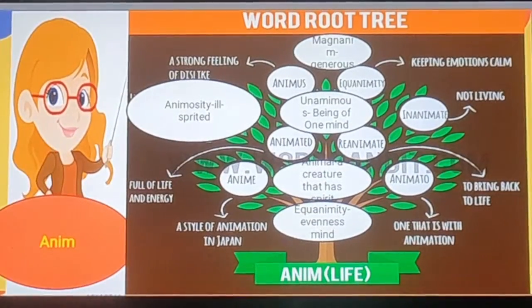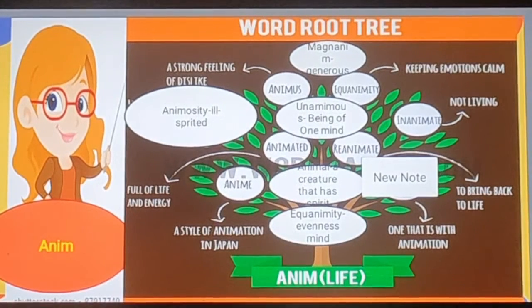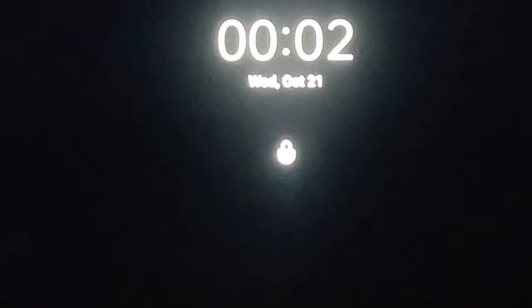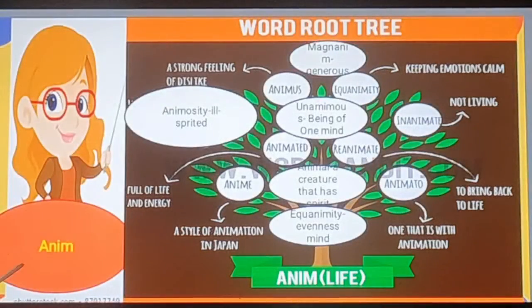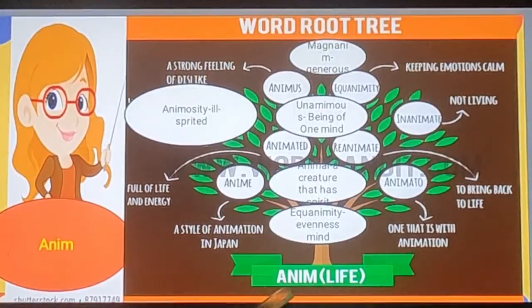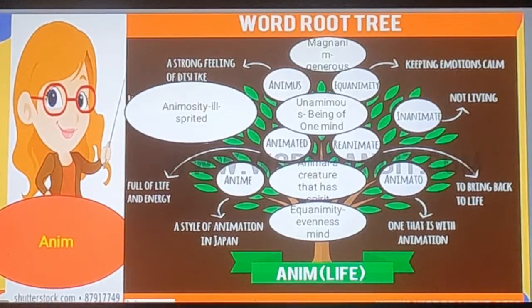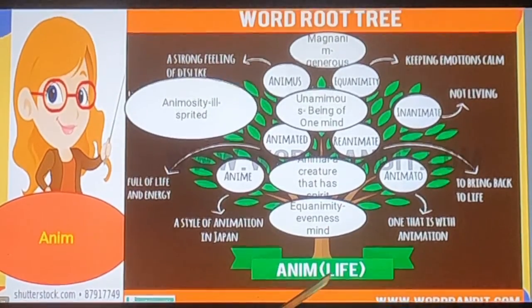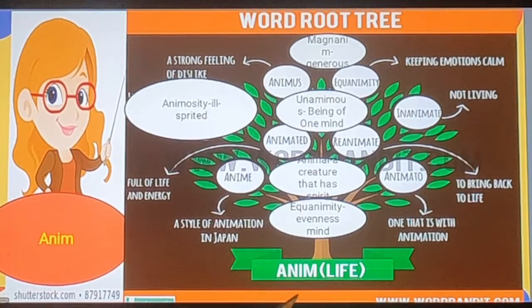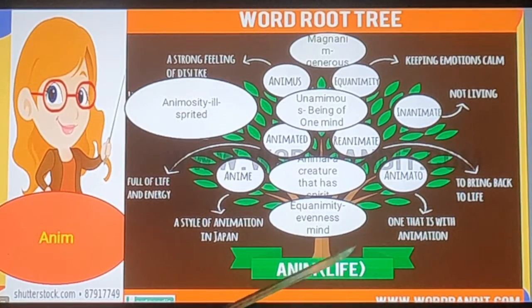Anime. Next one. What is the root word? Anime. Okay. The next root word is anim. So anim means life. Anim means of life. Okay. Life means anim. Anim means life.